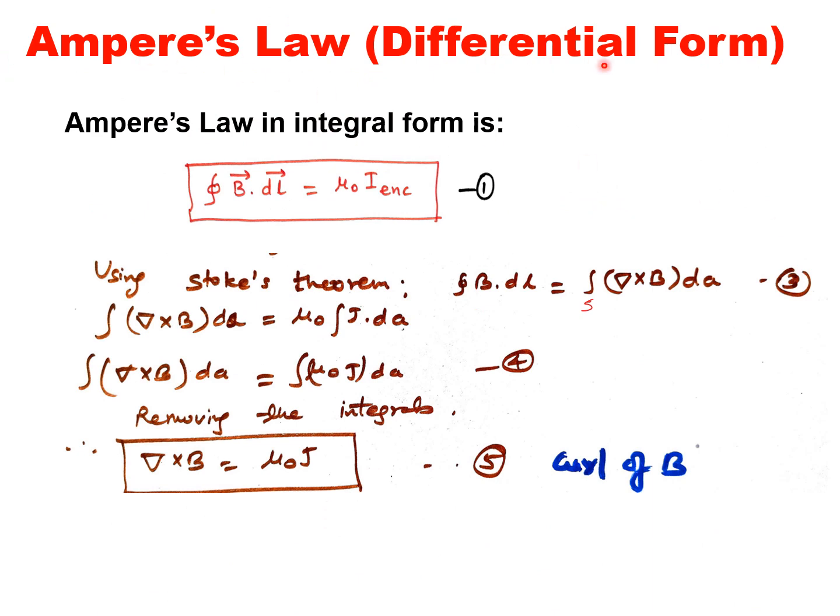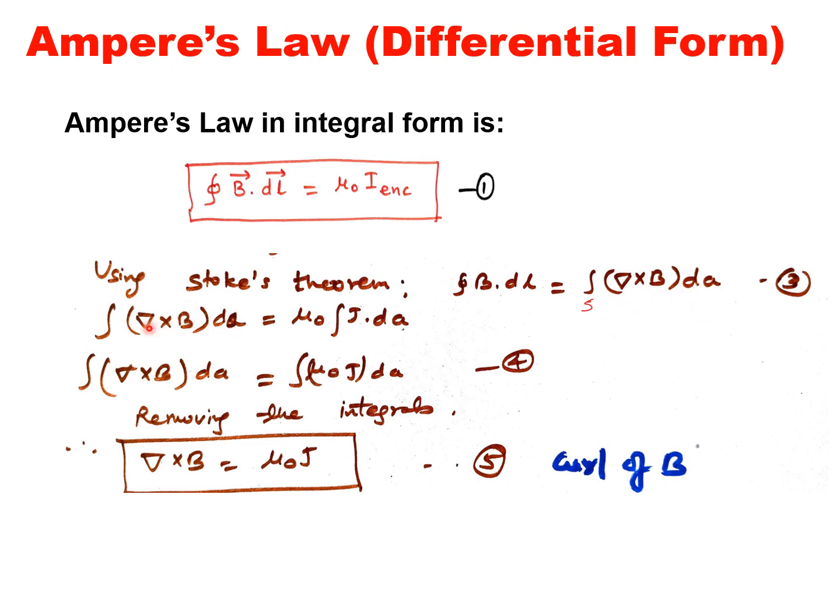And the Ampere's law in differential form gives us the curl. So we know, as we have seen in the last slide, that Ampere's law in integral form was the line integral for a closed path, integral B dot dl equal to mu naught into I enclosed. And if we use Stokes' theorem, which can change the line integral into a surface integral, then integral B dot dl equals the surface integral of del cross B dA.